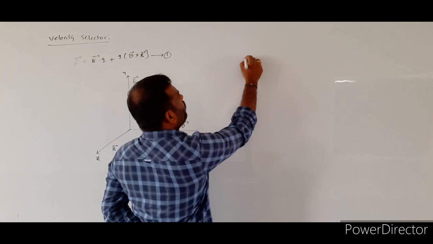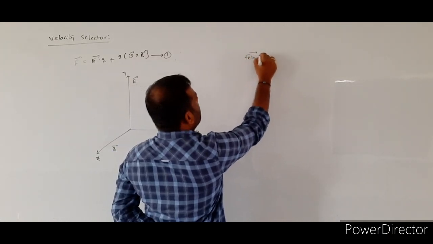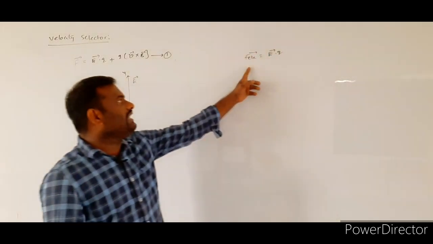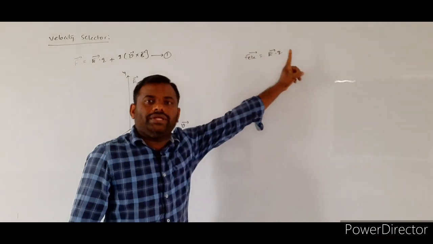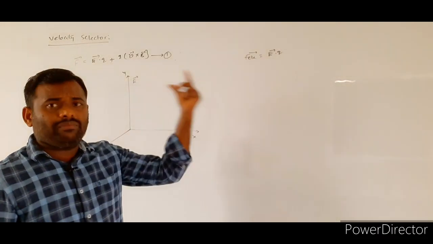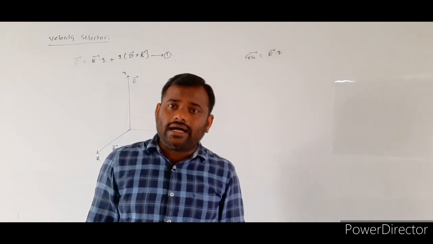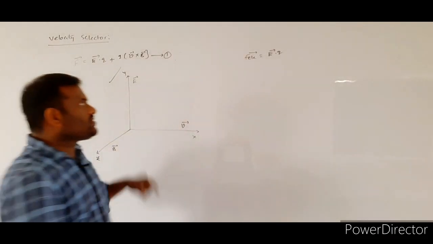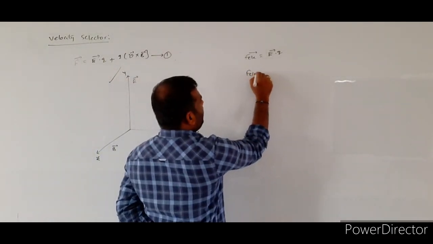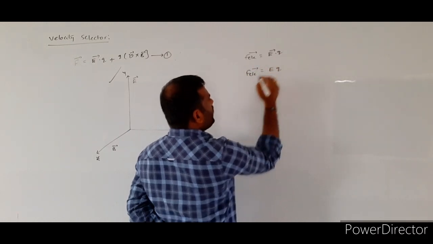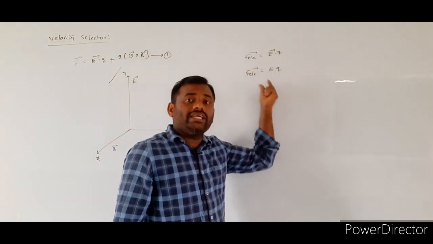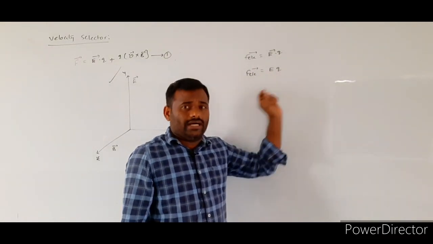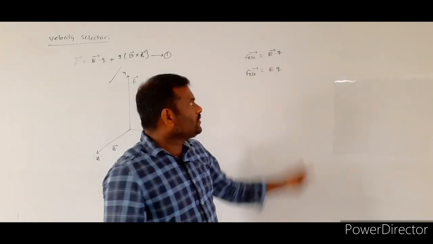Now I will write the force exerted by the electric field: F electric field bar is equal to E bar into Q. E bar is the electric field represented in vector notation. Here the electric field is acting along the positive y-axis. So F electric is equal to E into Q, where E denotes the magnitude of the field intensity and Q denotes the magnitude of the charge.